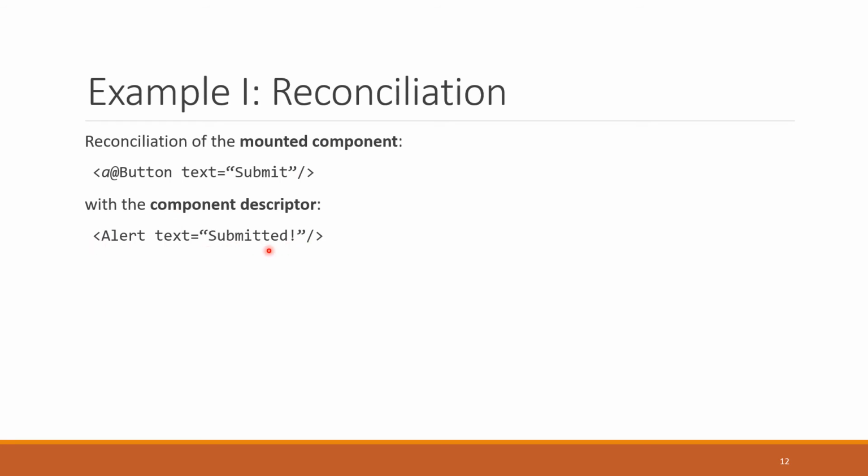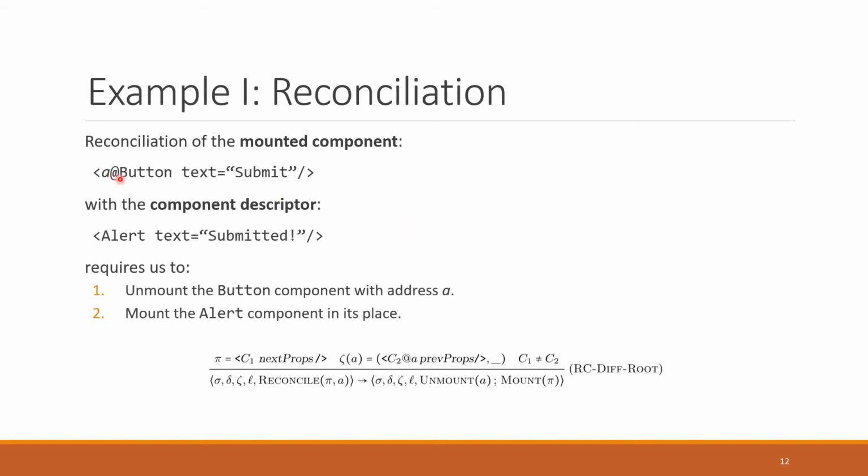So what's happened here is that some change has happened, and now the render method of some component, instead of returning a button, is now returning this. Now, in this case, the two components have a different name. So button and alert are different names. So that means that we have to unmount, so destroy the button component, and then mount alert in its place. And that's captured by this reconcile different root rule. So during reconciliation, when the names are different, that means we destroy the old component and mount the new one in its place.